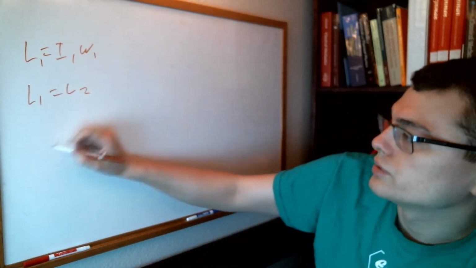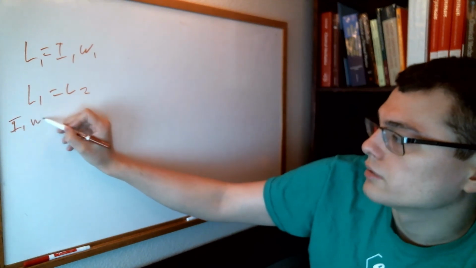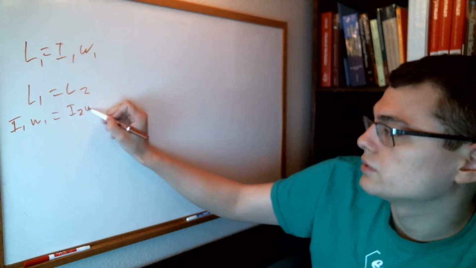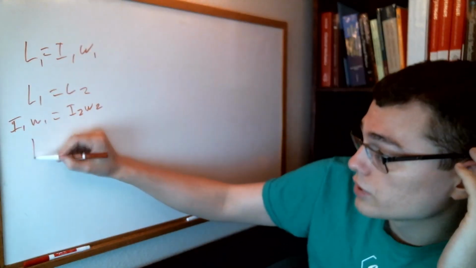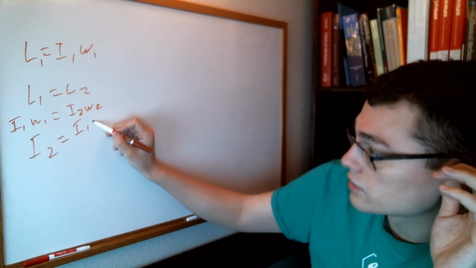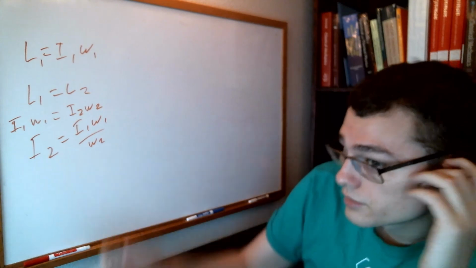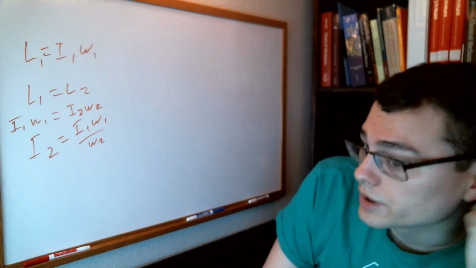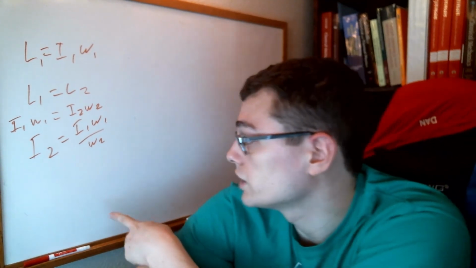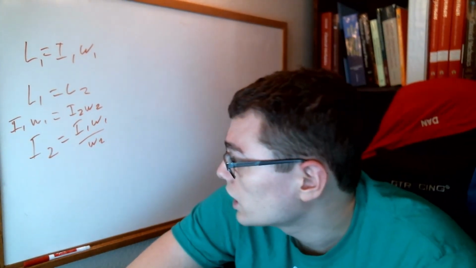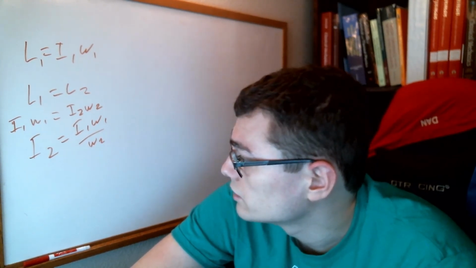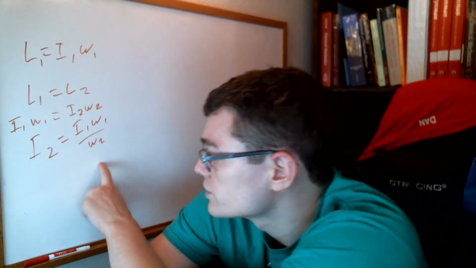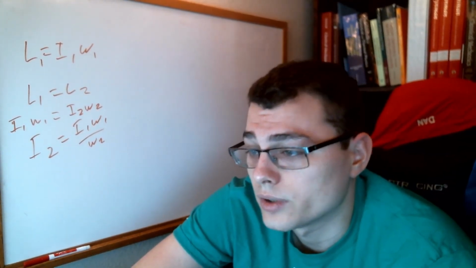And so you just have to take your L1 is equal to L2, and then this is going to be I1 omega 1 equals I2 omega 2. And then you can rearrange this for I2 or omega 2 any which way you want. In this case, we're doing I2 is equal to I1 omega 1 over omega 2. Easy peasy. That's how you get it done. Again, if you wanted to find the new angular velocity, then you would just divide by I2 instead of omega 2, and that would yield that as well.